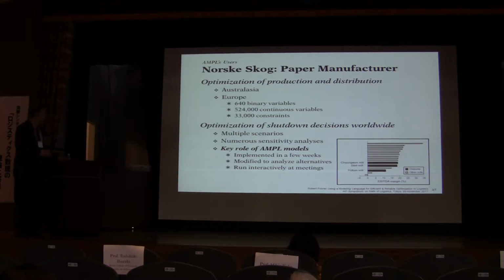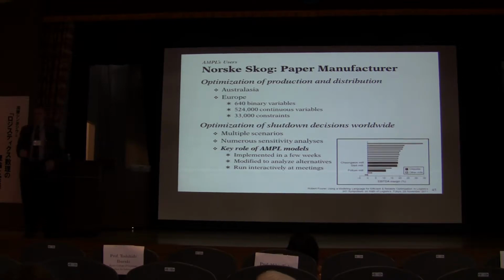Okay? And this required running a number of different scenarios, so they couldn't just run this once. They had to try different scenarios involving different assumptions about how the paper industry demand might be in the future, and numerous sensitivity analyses where they varied different numbers and reran it again. Okay? So it was important that nowadays you can solve these problems in seconds because they had to solve a lot of them.